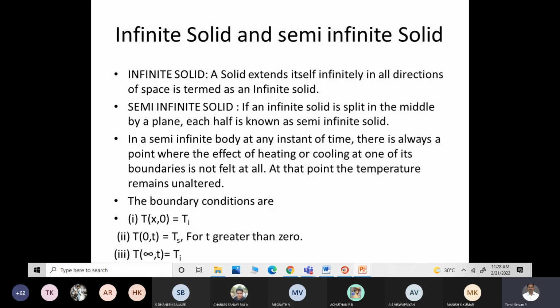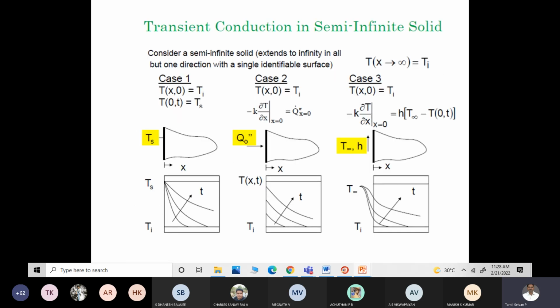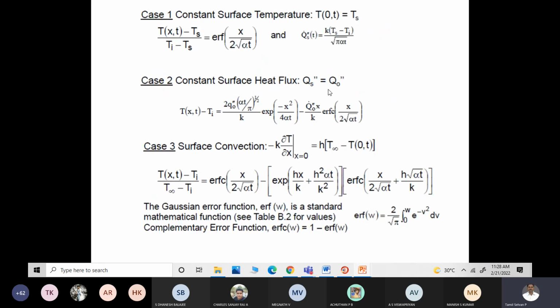As far as a semi-infinite solid is concerned, at x comma 0 the temperature is the initial temperature, and at 0 comma t, after some time t, it is Ts. And there are three cases. The first case is constant surface temperature, the second is constant surface heat flux, and the third is surface convection. For all of these we will be using the Gaussian error function of the z value.